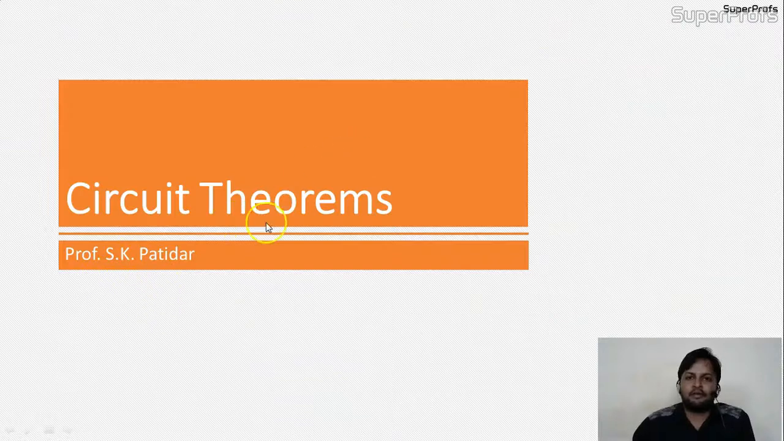So we are having 4 to 5 types of theorems. We'll start with the superposition theorem. We'll see the Thevenin theorem, Norton theorem, substitution theorem, Millman's theorem, reciprocity theorem. Okay friends. So here we go. We'll start the second chapter, and that is the circuit theorem. So here we go. We are starting circuit theorems.